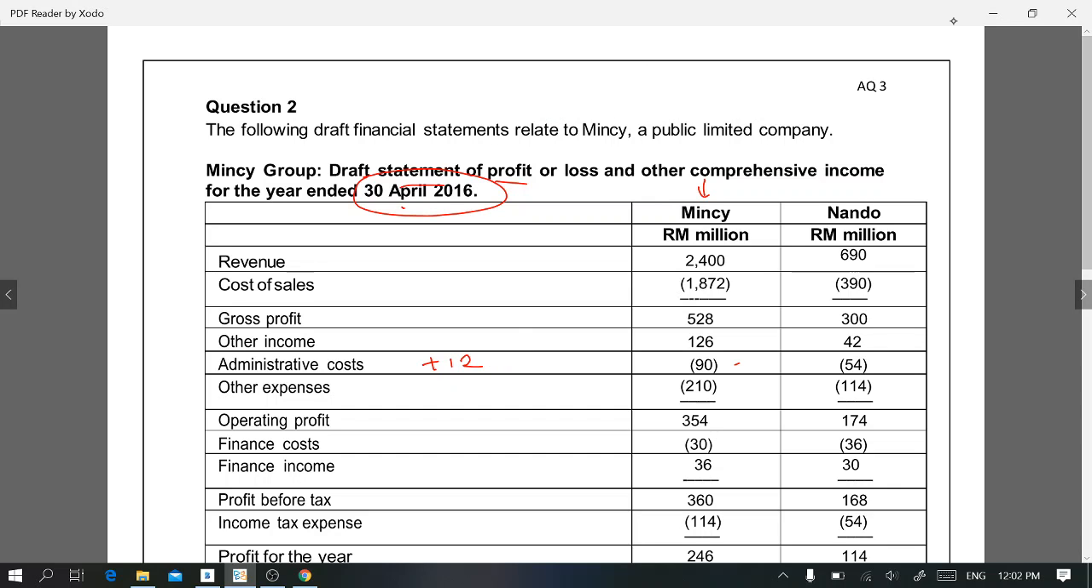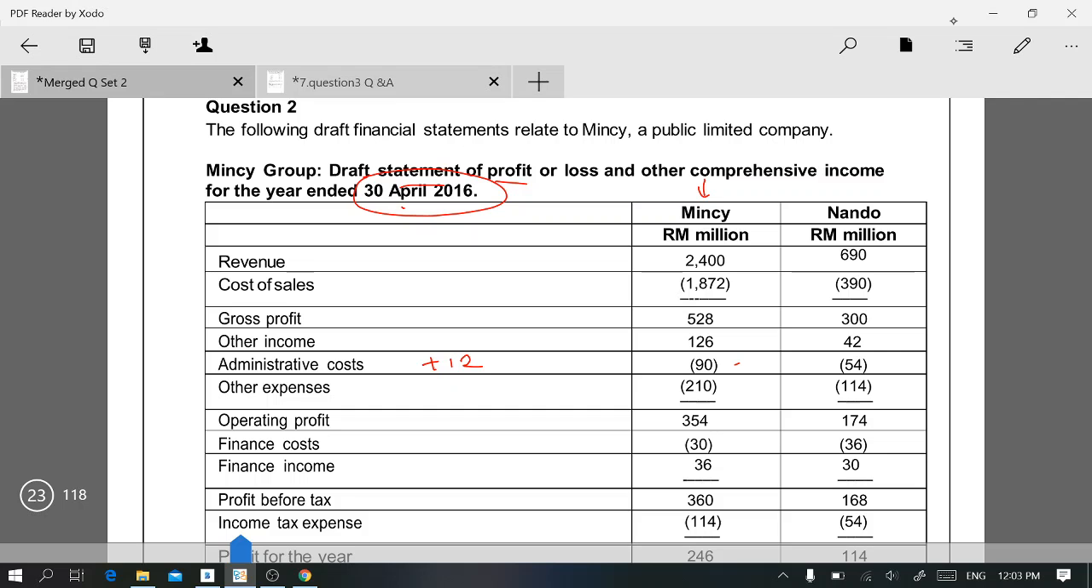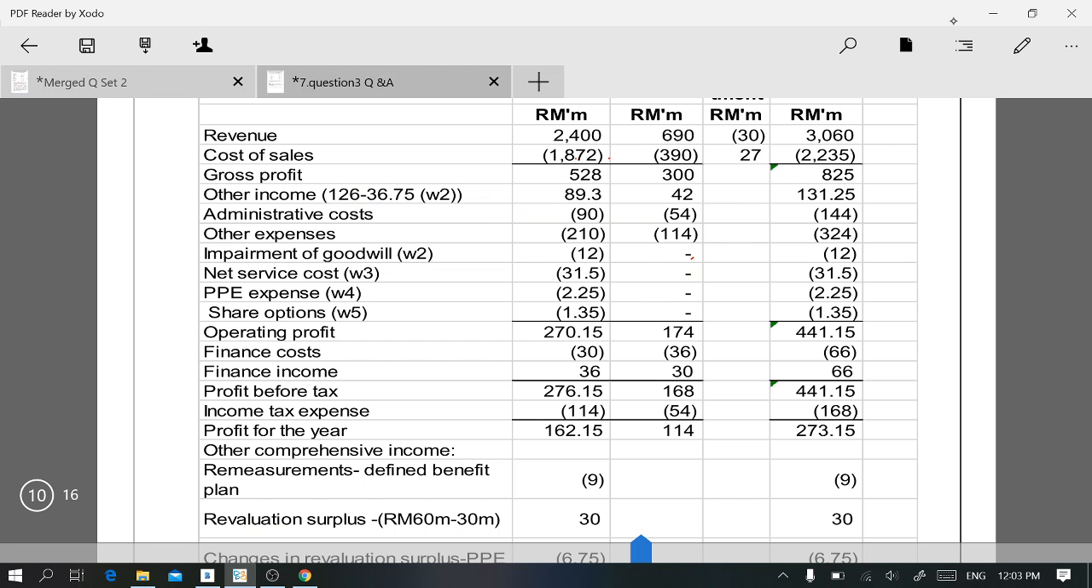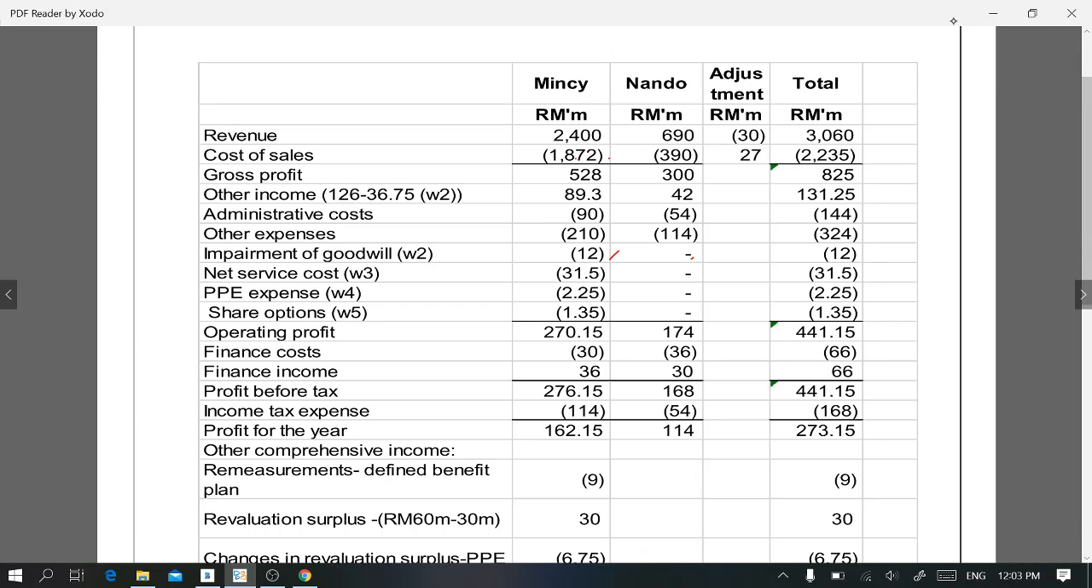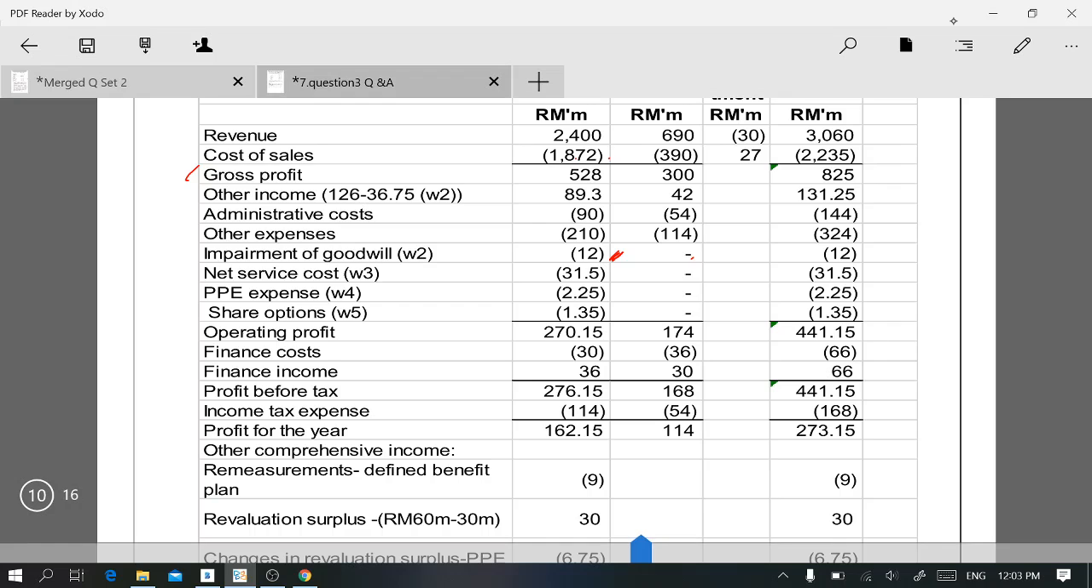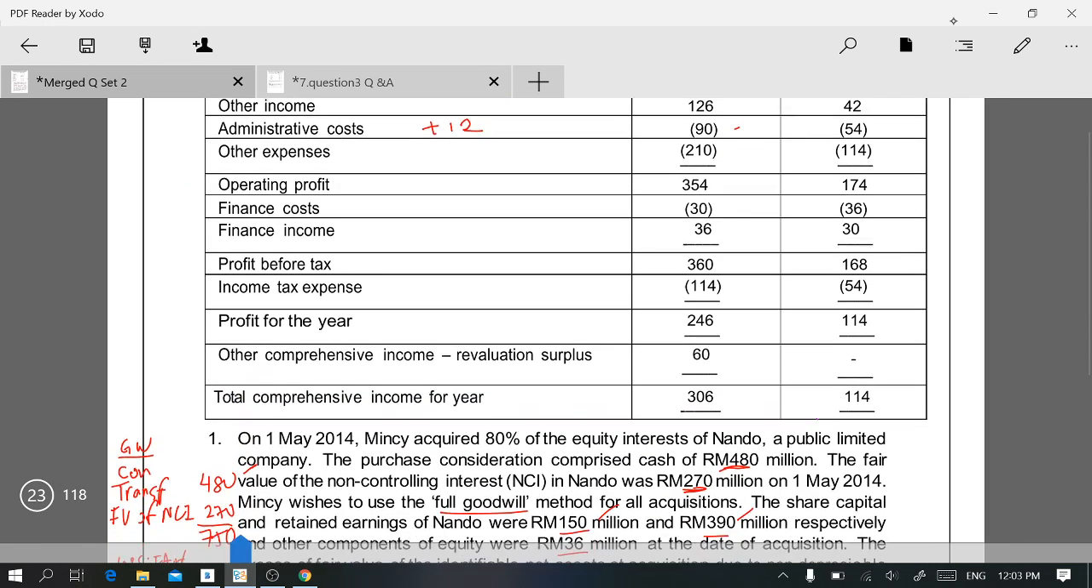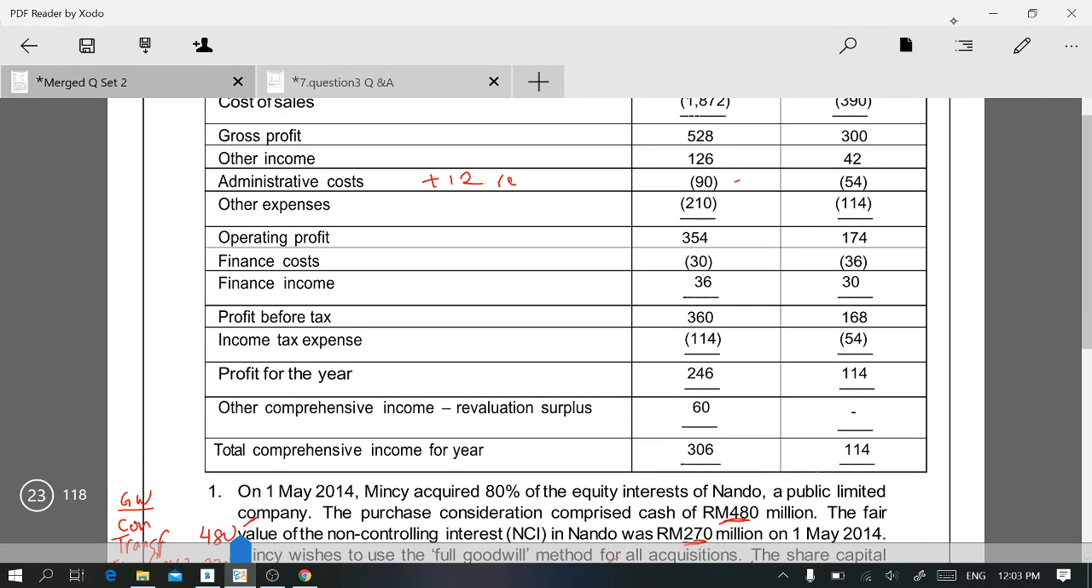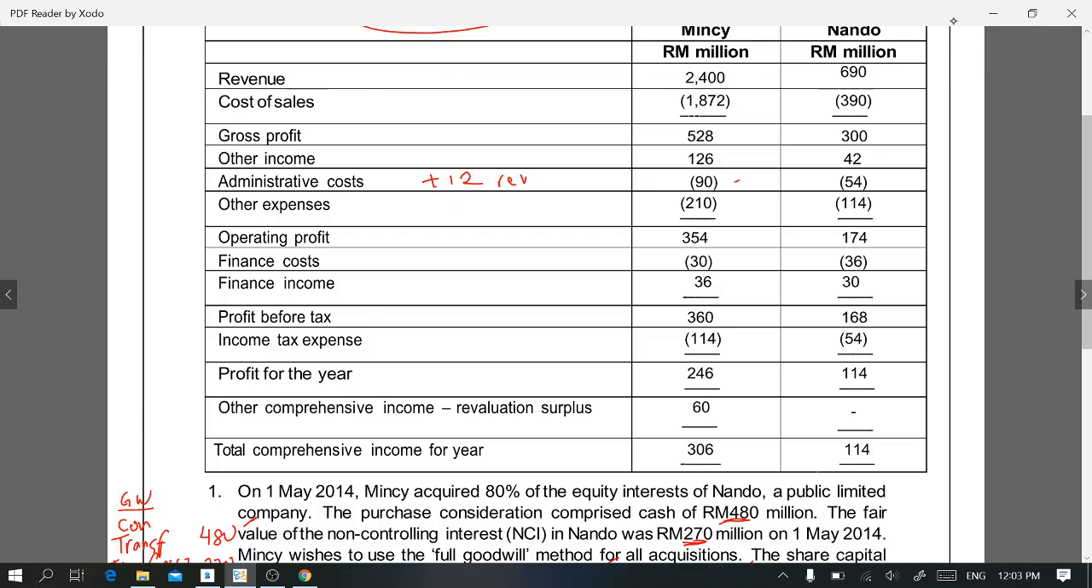Anyway, you refer to here, it is a reversal of an income, so impairment of goodwill is already included in the gross profit. Reversal has been included as income, so we take out the income, minus out 12. Anyway, it should be a reversal of an income. Alright, next.